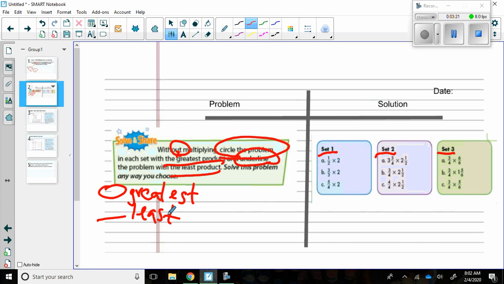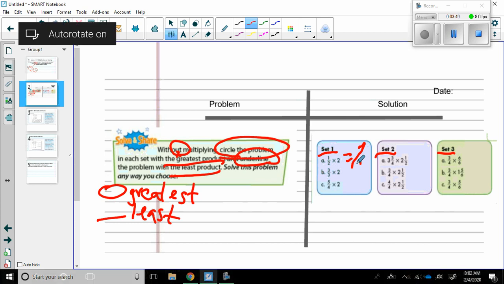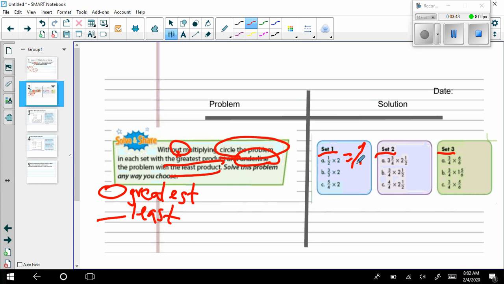So let's begin. When we look at A, first off under set 1, that says a half times 2. Well, what is a half times 2? A half times 2 would be 1. Just like, for example, if you took a half times 3, your answer would be one and a half. If you took a half times 4, your answer would be 2.